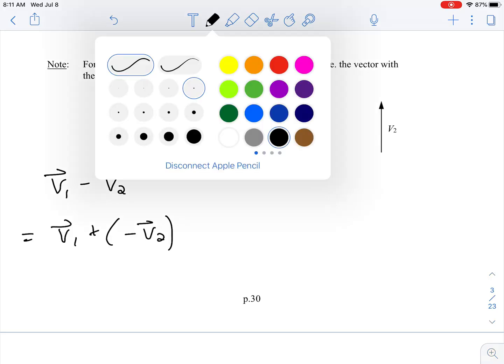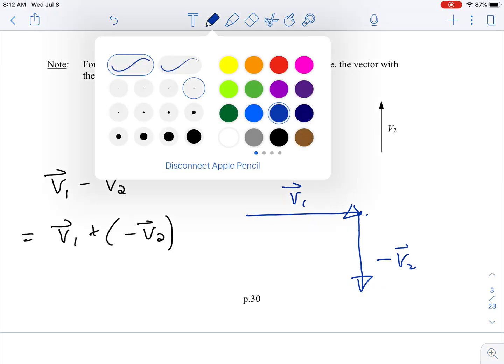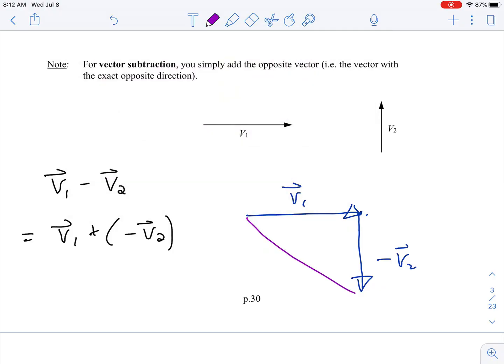So if I then take V1, which is going this way, so there's V1. Now remember, you add the next one to the tip, which is right here, but you add the opposite of V2. What direction do you think the opposite of V2 would be going? Well, V2 is going up, so the opposite would go down. There's negative V2. And again, the resultant goes from start to finish, like that, at some angle theta. So that's called vector subtraction.